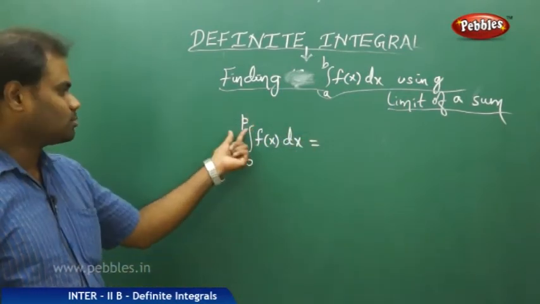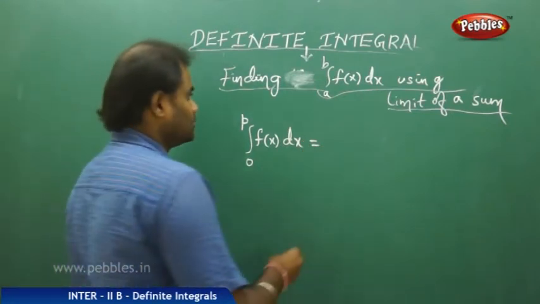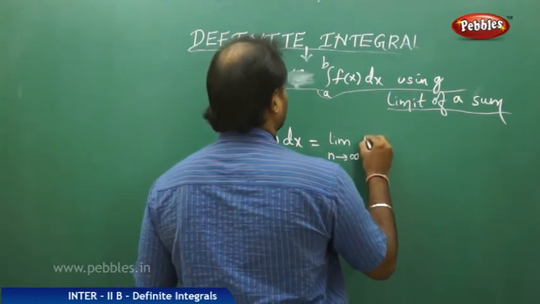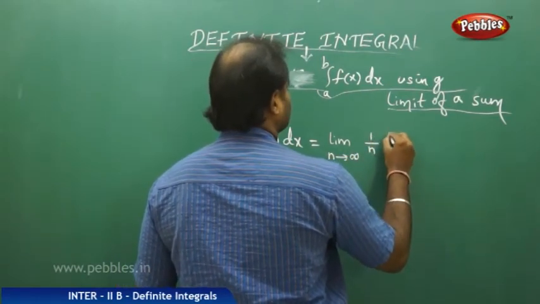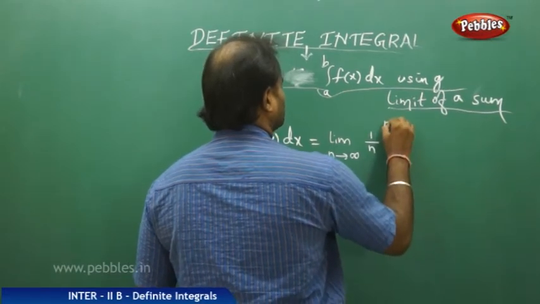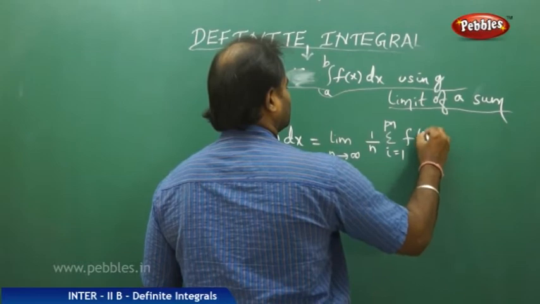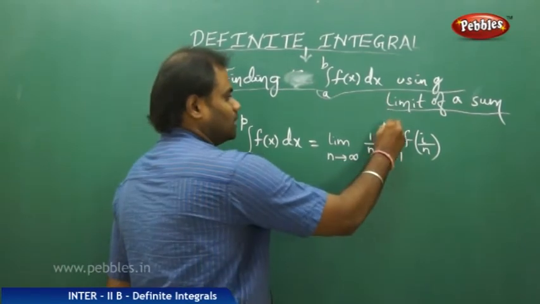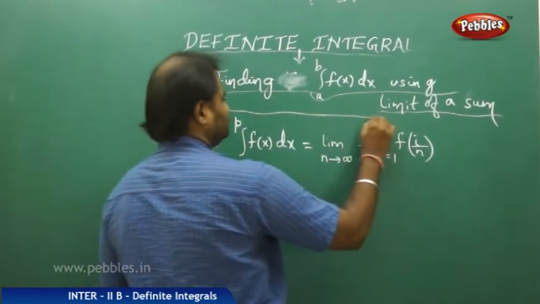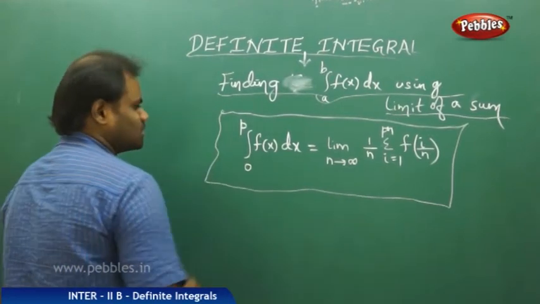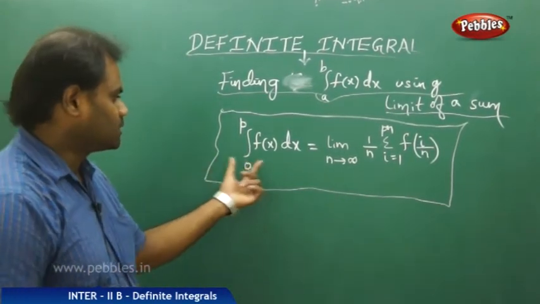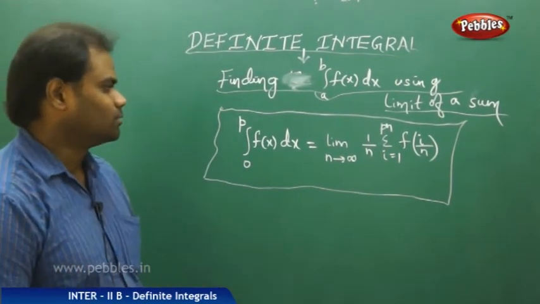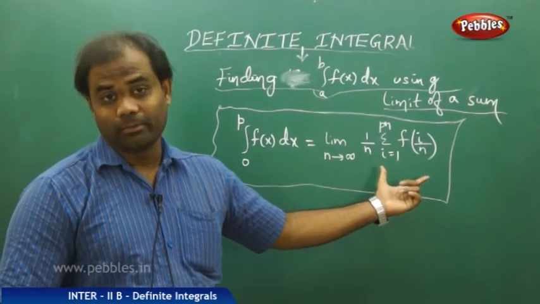The definite integral from 0 to p of f of x dx is defined using the limit of a sum as the limit as n tends to infinity of 1 by n, sigma i running from 1 to pn of f of i by n. This is how we get this formula, and we just use this in finding the definite integral as the limit of a sum. So let's see some example problems through which we understand this formula better.